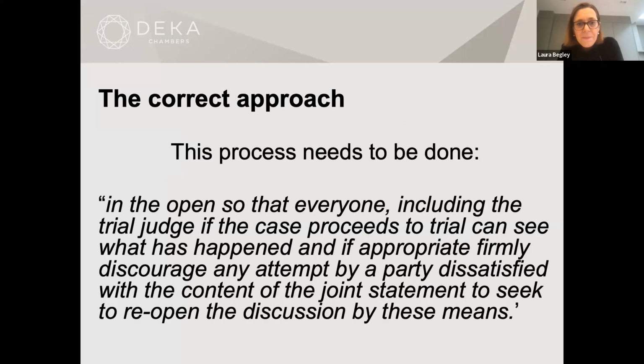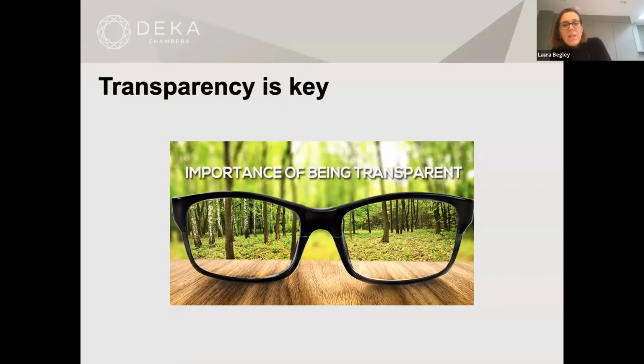Next slide, please. So if you do need to do it, you do it in the open, so to both experts, so that everyone, including the trial judge, if the case proceeds to trial, can see what has happened, and, if appropriate, firmly discourage any attempt by a party dissatisfied with the content of the joint statement to seek to reopen the discussion by these means. Okay, thank you. So the importance of being transparent there.